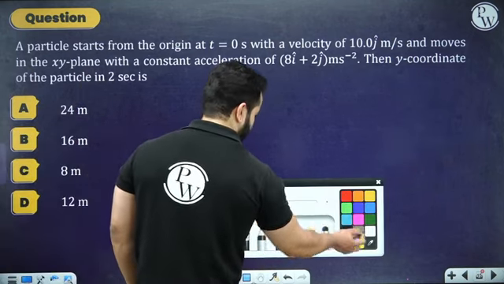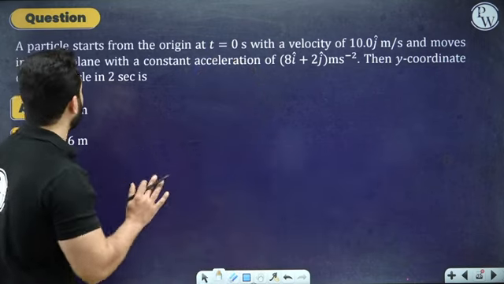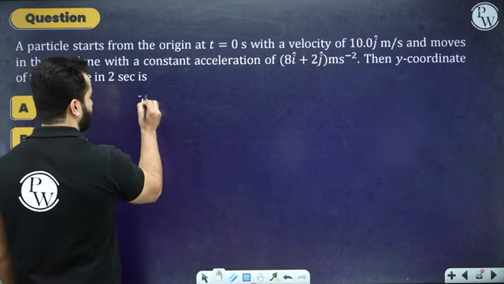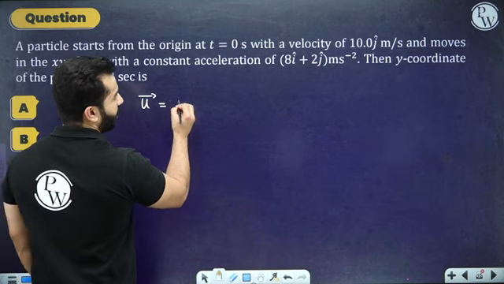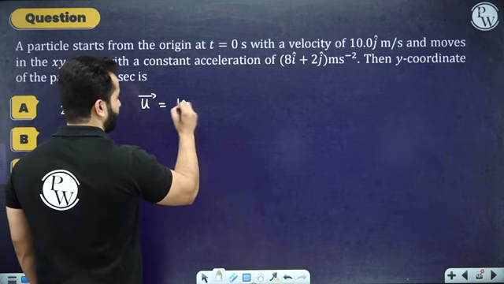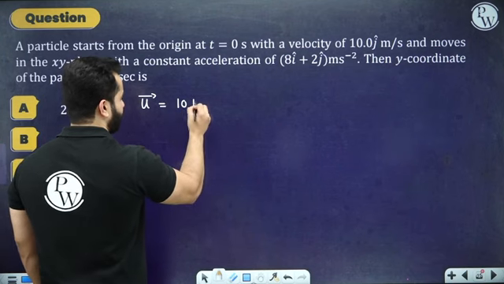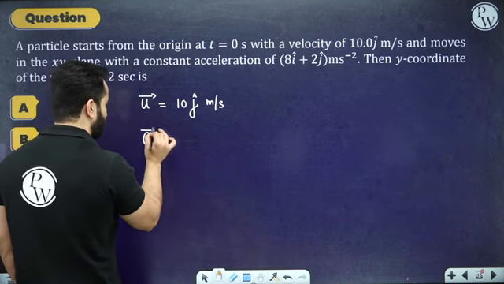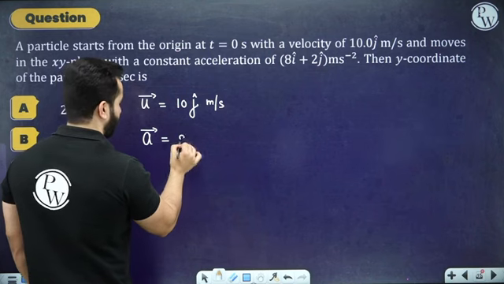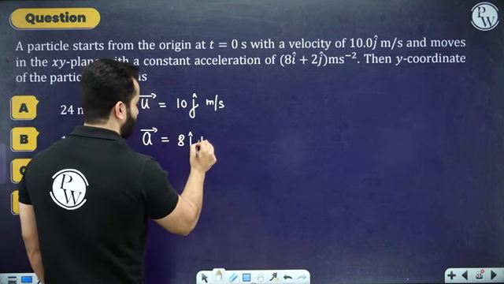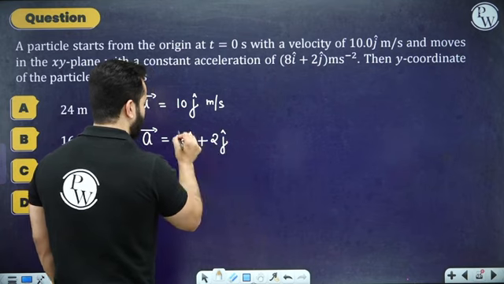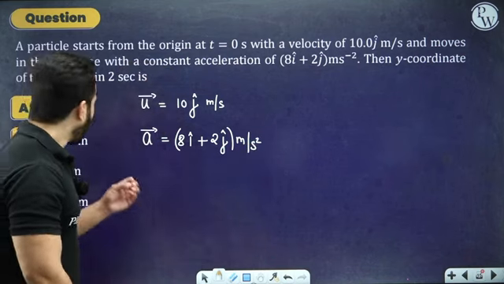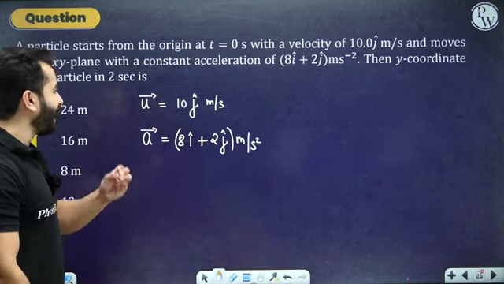They are saying that we have got a particle that starts from the origin and it has got velocity. That means the initial velocity vector is something like this: 0 i cap, there is no velocity along i cap, 10 j cap meter per second. And acceleration is a constant acceleration of 8 i cap plus 2 j cap meter per second square. The y coordinate of the particle in time 2 seconds is.